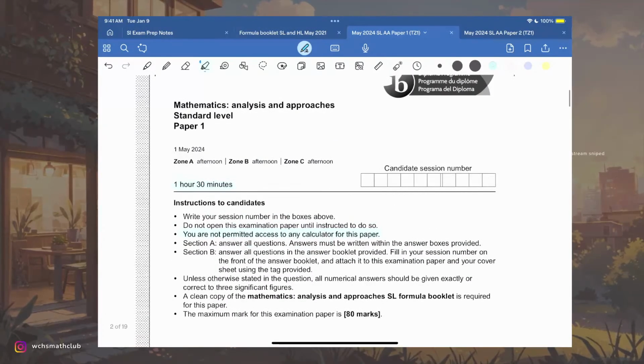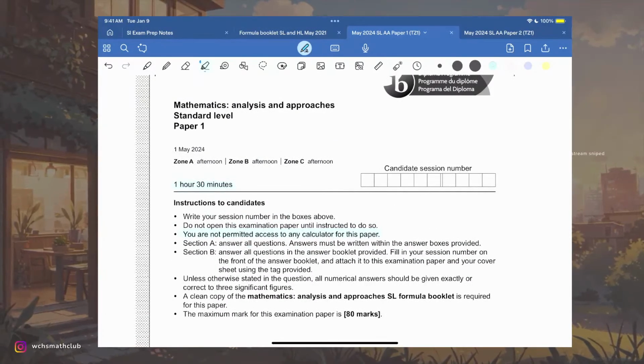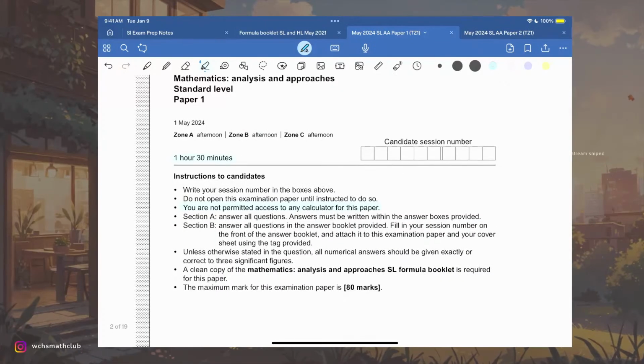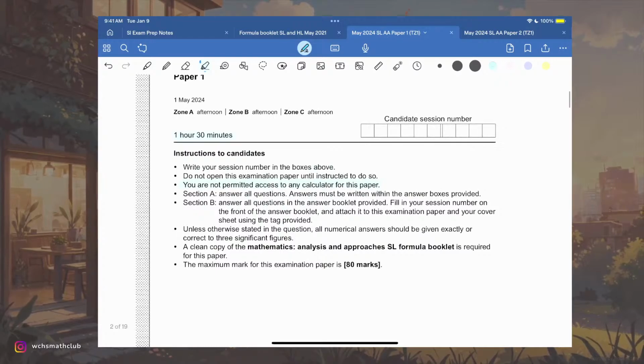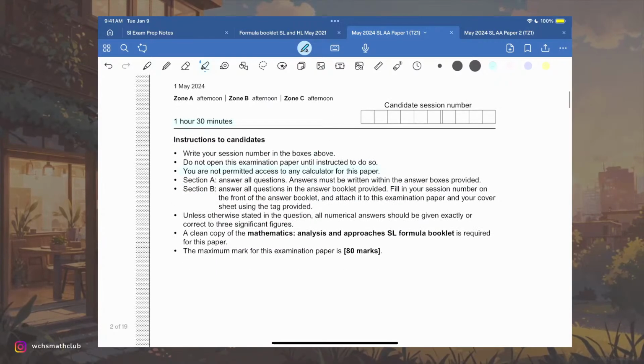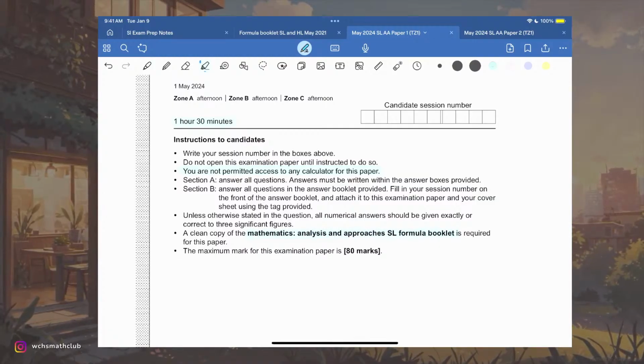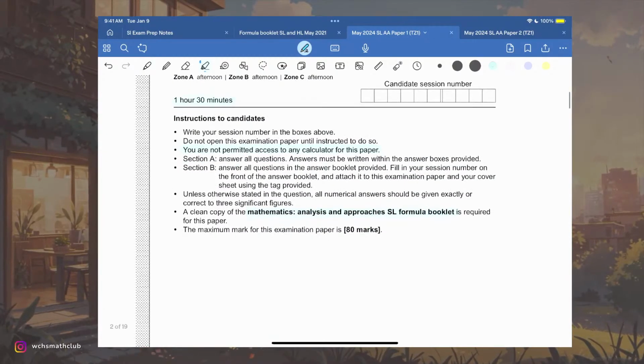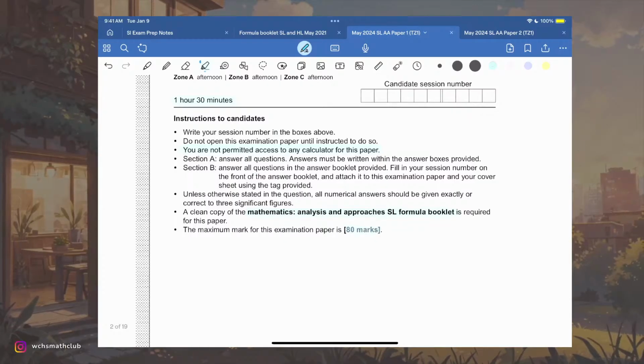So for paper 1, you have an hour and a half to complete it. You are not permitted access to any calculator for this paper, so you have to do all the calculations in your head. You will need the SL formula booklet, which will be provided to teachers. And the maximum mark for this examination paper is 80 marks.